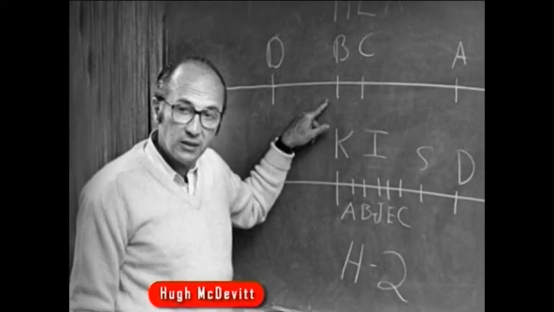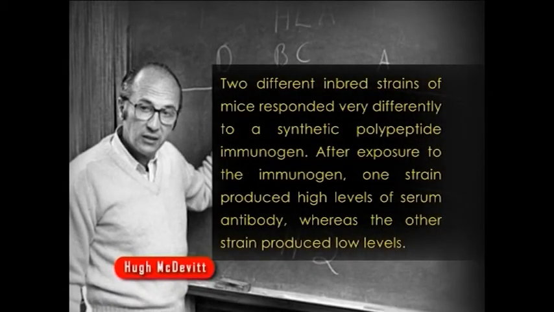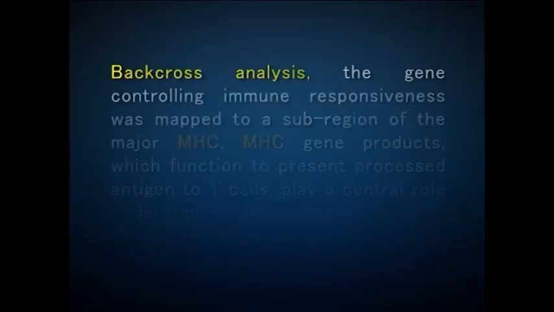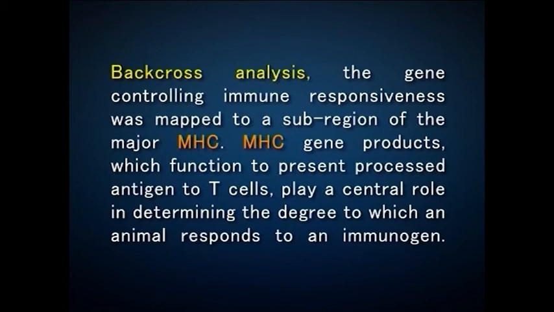The genetic constitution or genotype of an immunized animal influences the type of immune response that the animal manifests as well as the degree of the response. For example, Hugh McDevitt showed that two different inbred strains of mice responded very differently to a synthetic polypeptide immunogen. After exposure to the immunogen, one strain produced high levels of serum antibody, whereas the other strain produced low levels. When the two strains were crossed, the F1 generation showed an immediate response to the immunogen. By backcross analysis, the gene controlling immune responsiveness was mapped to a subregion of the murine MHC.